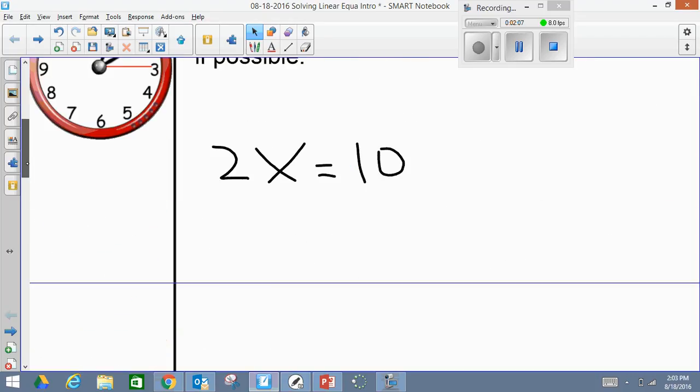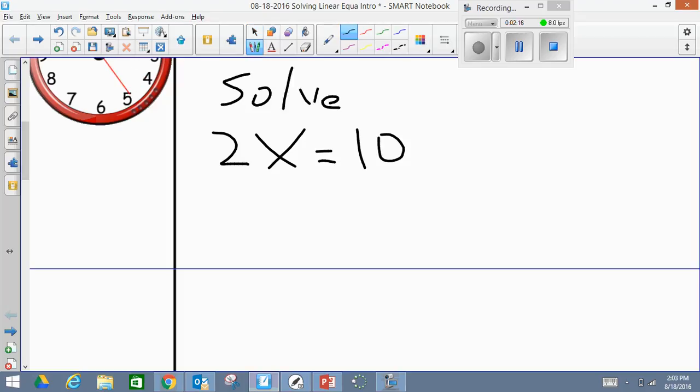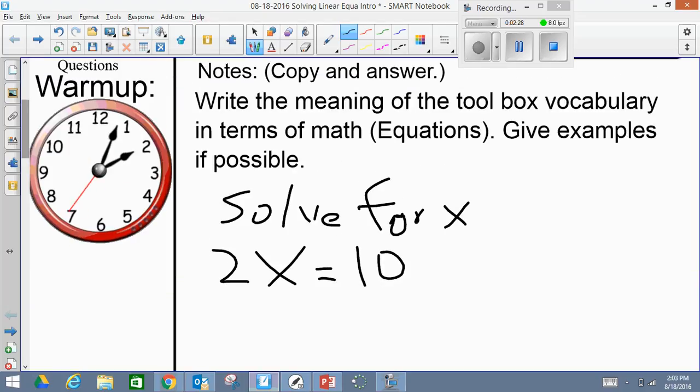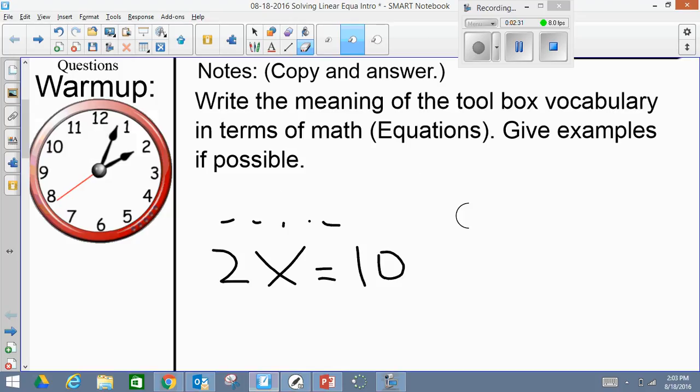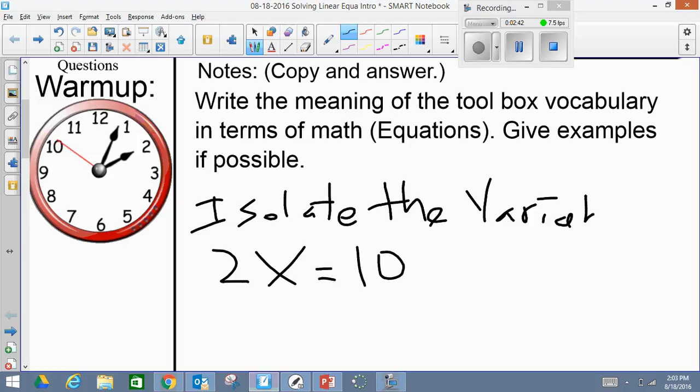Solve, same thing with solve. I can ask here, solve for x. Okay, that'll be one question. Or I can say, which means the same thing, isolate the variable. Okay, and I'm asking the same question, which basically is find the value of x, which is another way to ask for that.